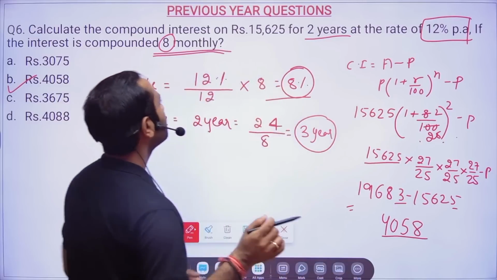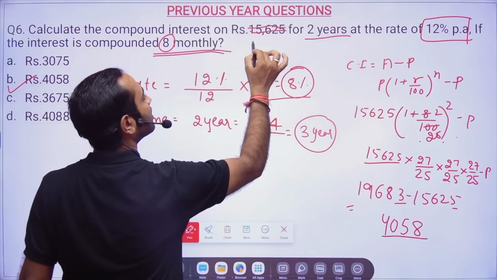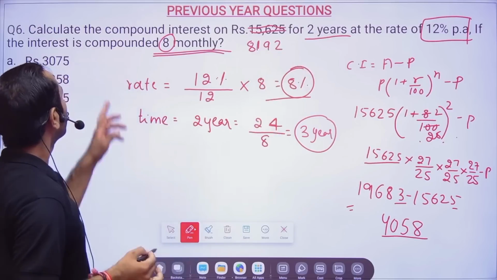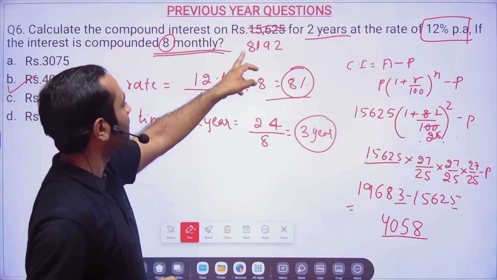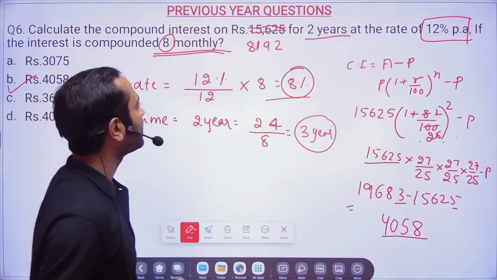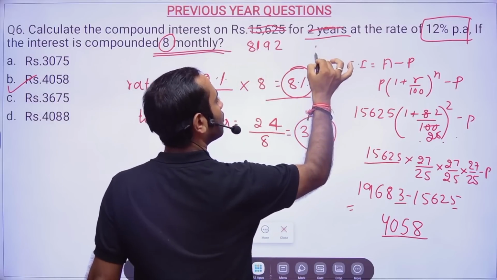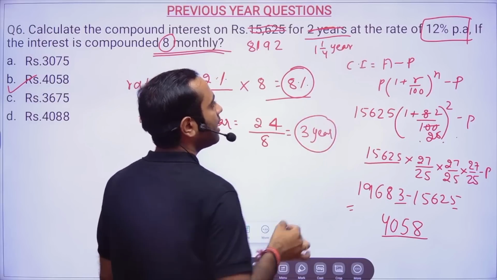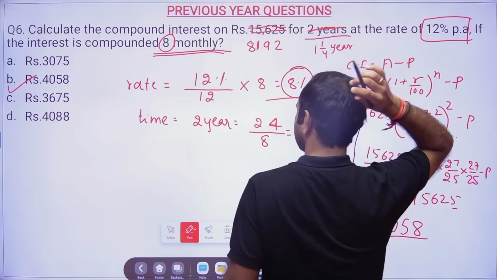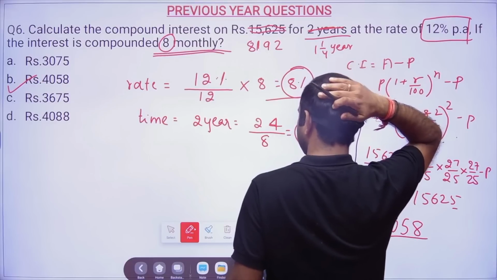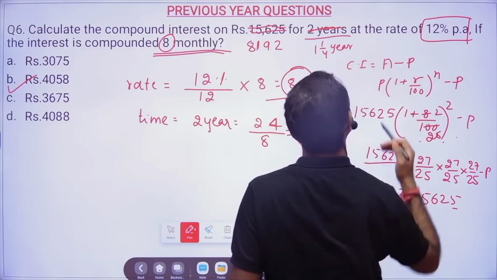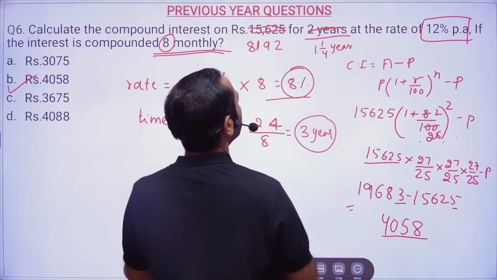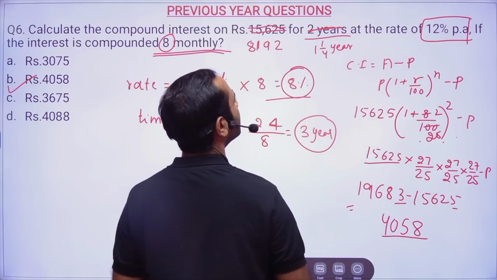Okay. Now I am giving you one question which you can do from home. So here, calculate the compound interest on 8,190 rupees for 1 by 4 year. Okay, 1 by 4 year at the rate of, what is the rate I should give? So this will be 12, 3, 15 months.